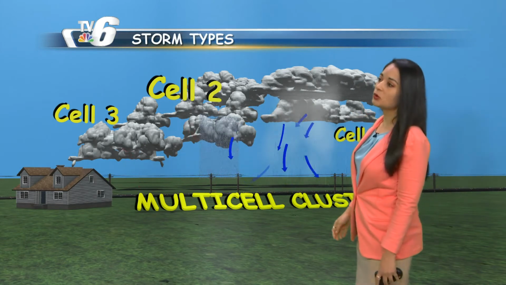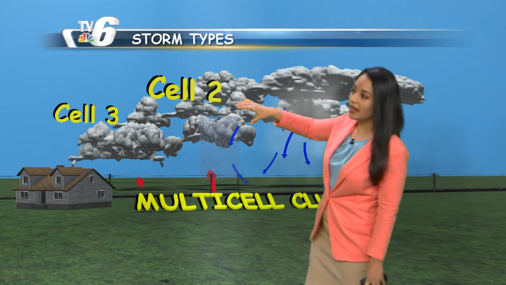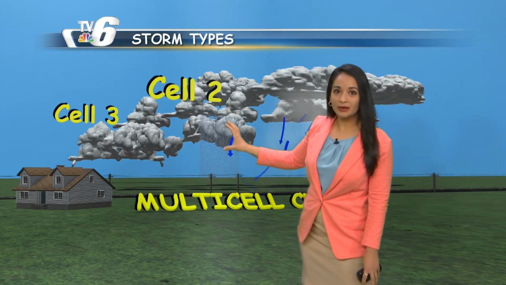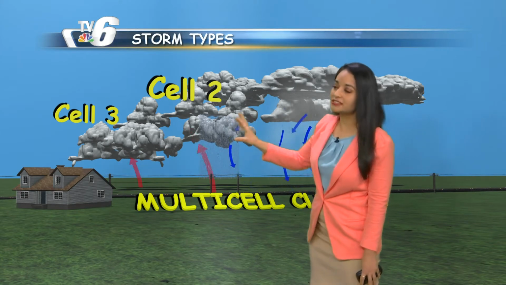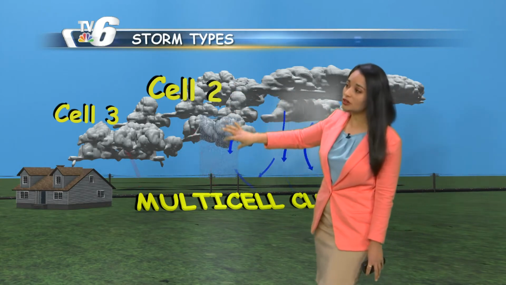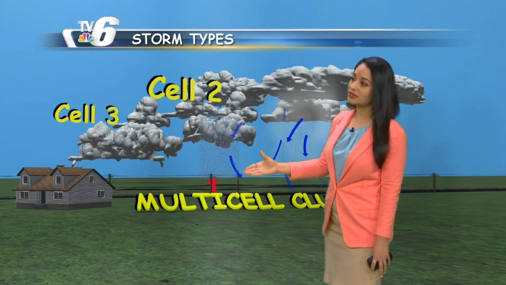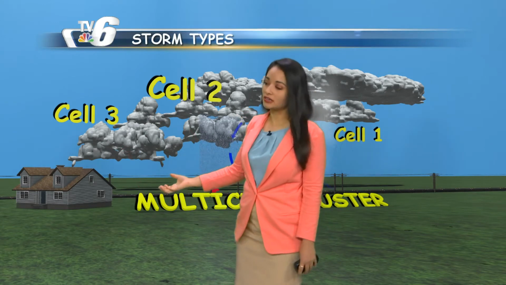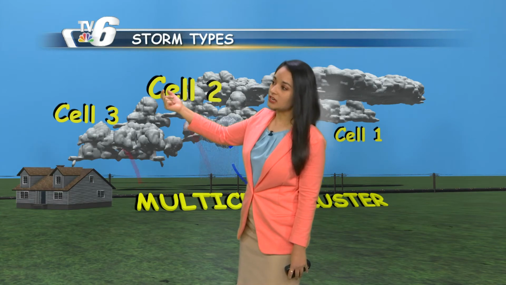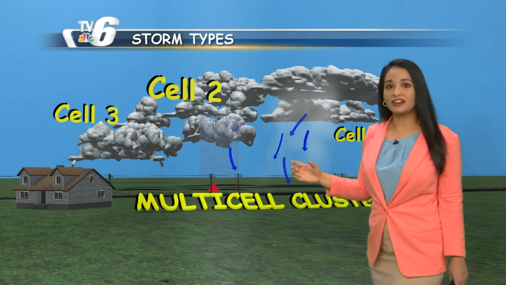Cell number 2 at this point is at its healthiest stage, the mature stage. And that's at this point where we have the warm, moist inflow air, the updraft, and the downdraft existing all at the same time. It's the healthiest one and the strongest one. The downdraft within this cell 2, that cool air that's coming down to the surface, also helps trigger the development of cell number 3. It helps rise and vertically increase the warm, moist air at the surface, developing cell 3, and so on and so forth. So you kind of get the idea, right?